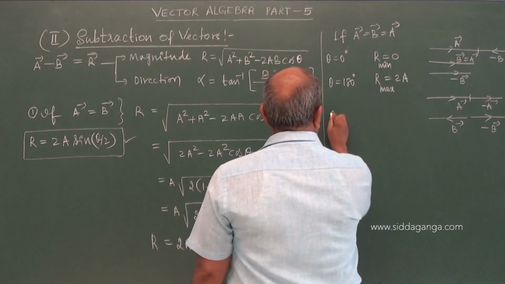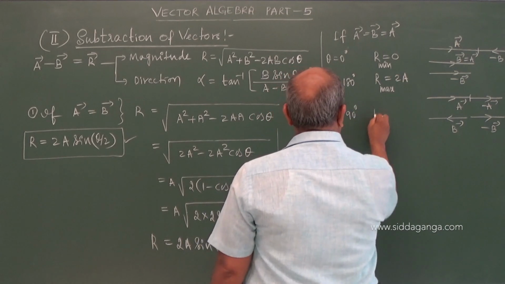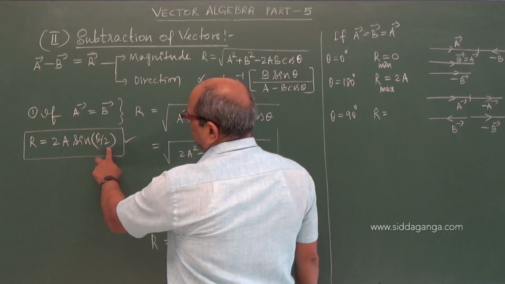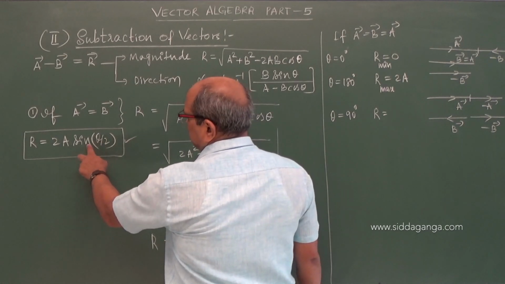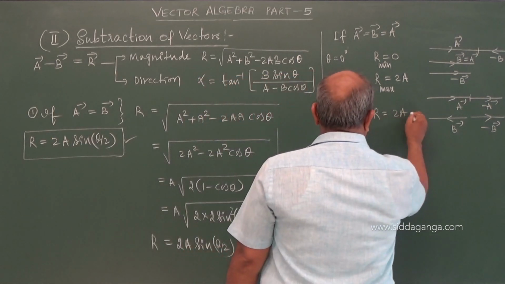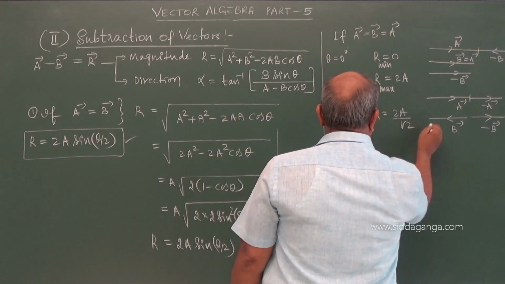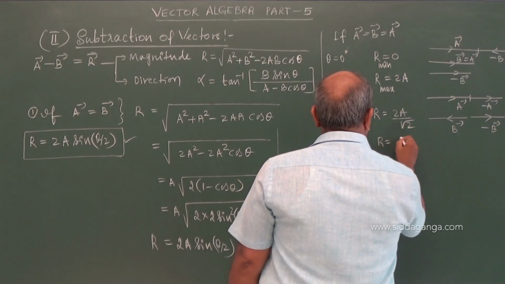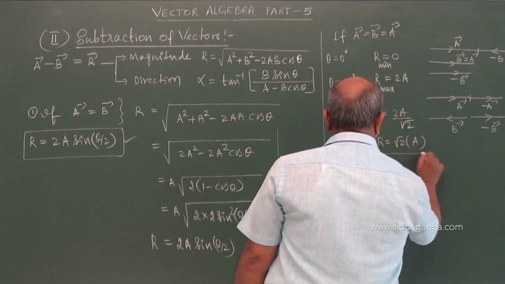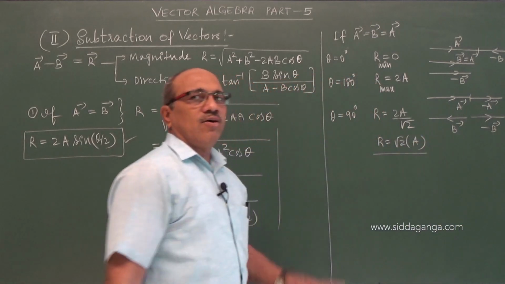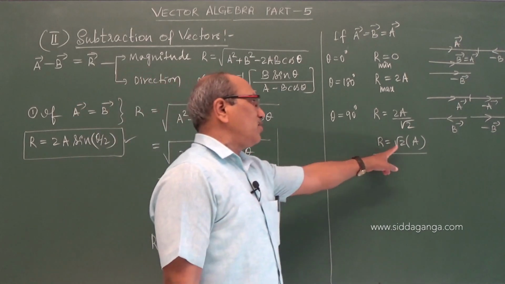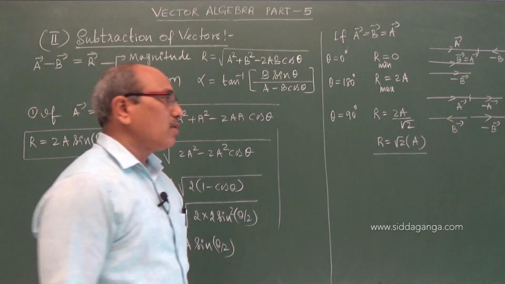Then coming to theta equal to 90 degree, theta by 2 is 45, sin 45 is 1 by root 2. So 2a by root 2, or R is equal to root 2 a. No difference in both cases here. When both are orthogonal, whether addition or subtraction, you get the same magnitude, root 2 a.